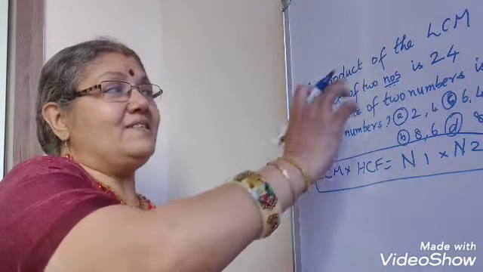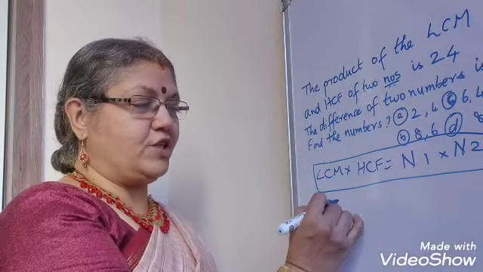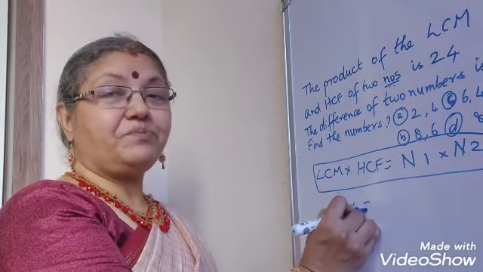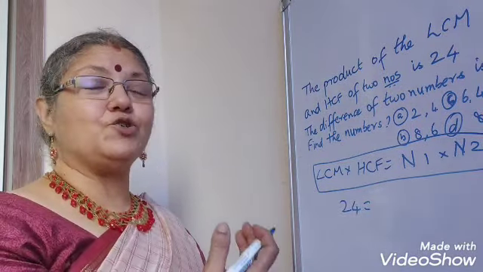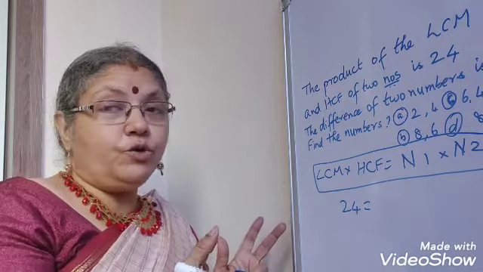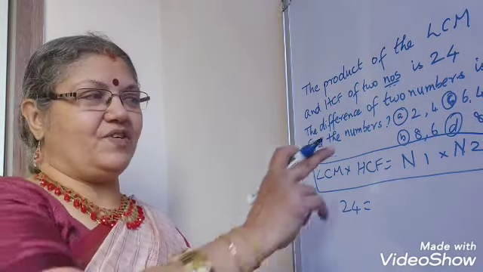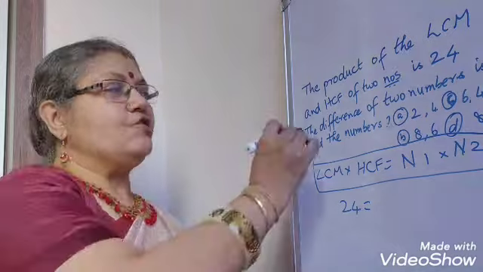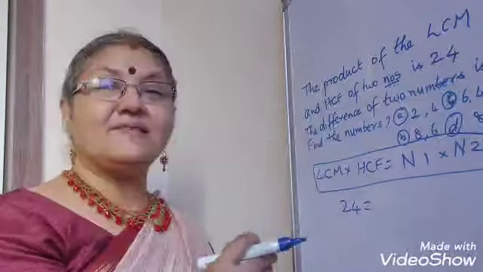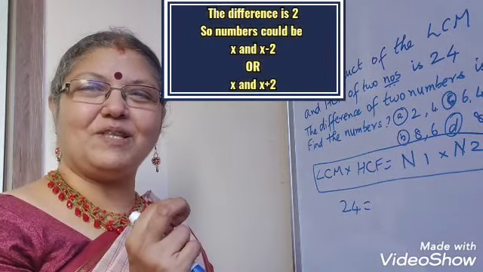So what is LCM into HCF? We have that as 24, which is given here. And what is number 1 into number 2? Do we know the numbers? We don't know the numbers. We are supposed to be finding them out, right? So the difference of the two numbers is 2. That's the key statement that we have got.